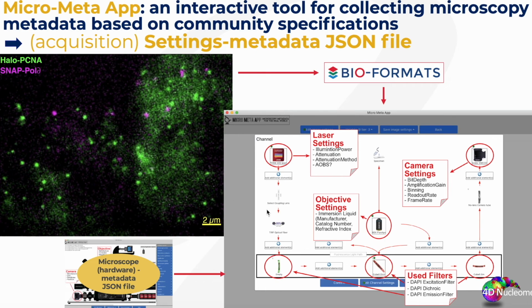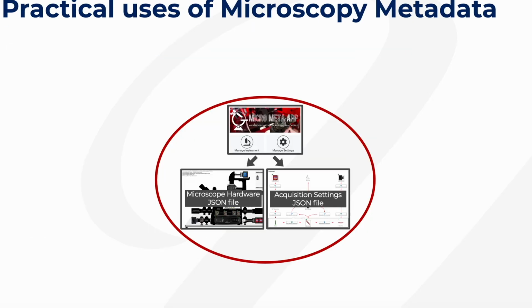In the second part of the Micro-Meta App, we can use similar procedures to capture the settings that were used to produce a given image using a given microscope. And as a result of this, we will produce a JSON file that contains settings metadata. At this point, I want to tell you a little bit about what the practical uses of the microscope hardware JSON file and acquisition settings JSON file are. What can you do with them?